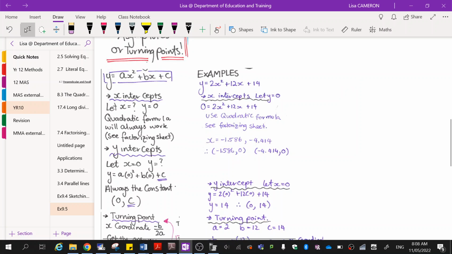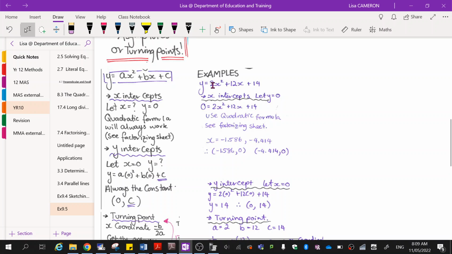Okay, so when we're looking at sketching something in turning point form, I care about the same information all the time. I care about x-intercepts, I care about y-intercepts, and I care about the turning point. So in order to calculate the x-intercepts, I let y equal 0 and determine what x is. Now, the quadratic formula will always work for these, but sometimes factorising is faster. So I'm not going to go through another example of applying the quadratic formula. I've done that over here. You can see that I've used the quadratic formula.